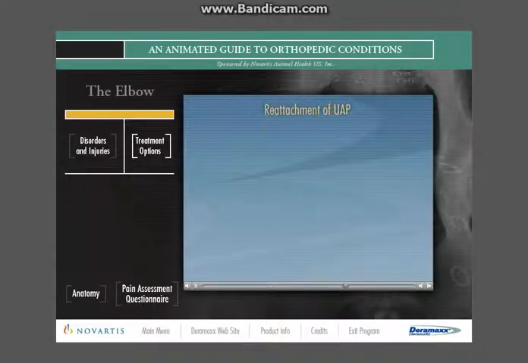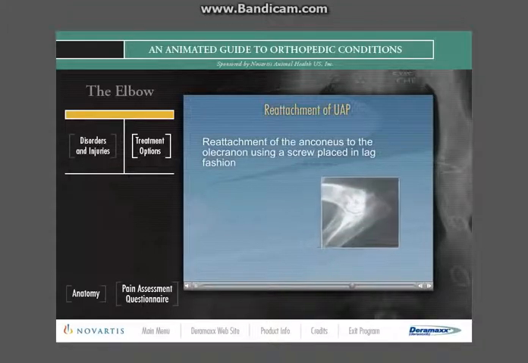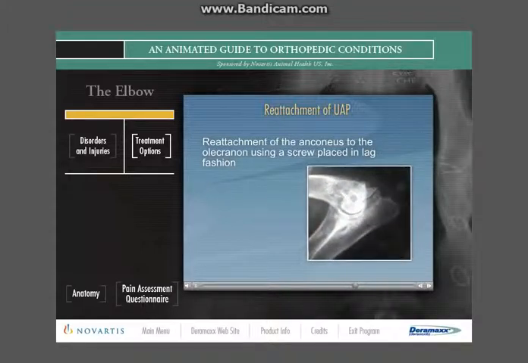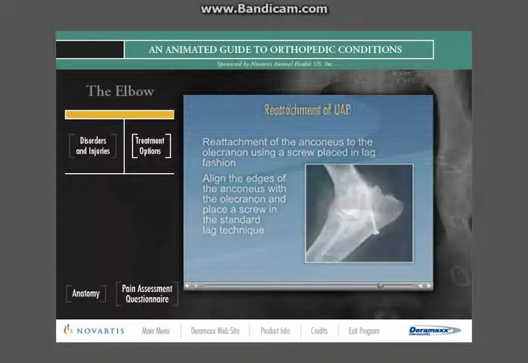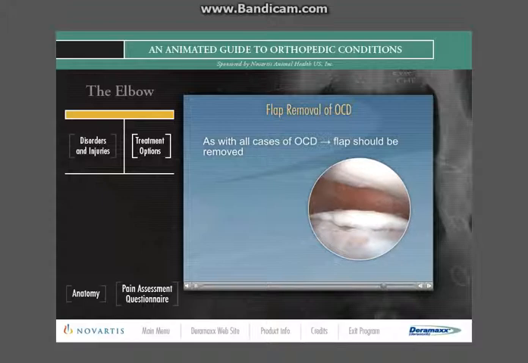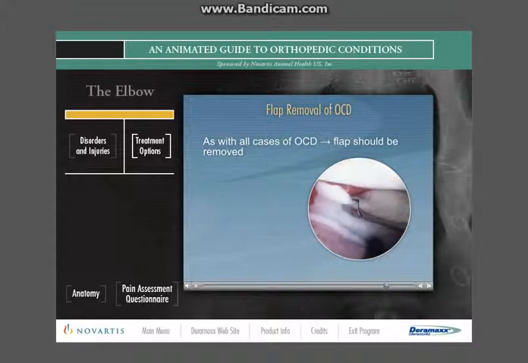Another treatment option for UAP is reattachment of the anconeus to the olecranon using a screw placed in lag fashion. From a caudolateral approach, align the edges of the anconeus with the olecranon and place a screw in the standard lag technique, or more simply with the head of the screw caudal and the thread of the screw engaging the anconeus. As with all cases of OCD, the flap should be removed.